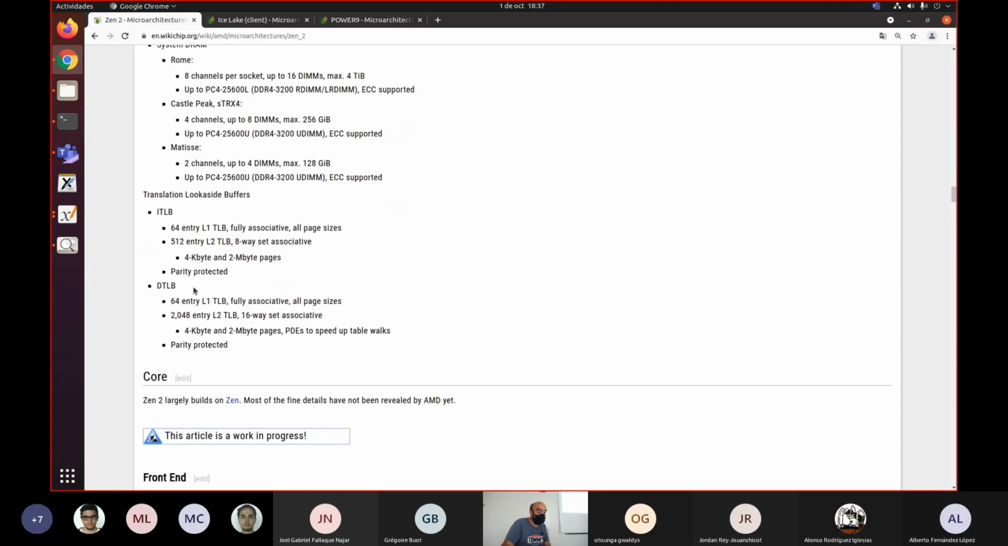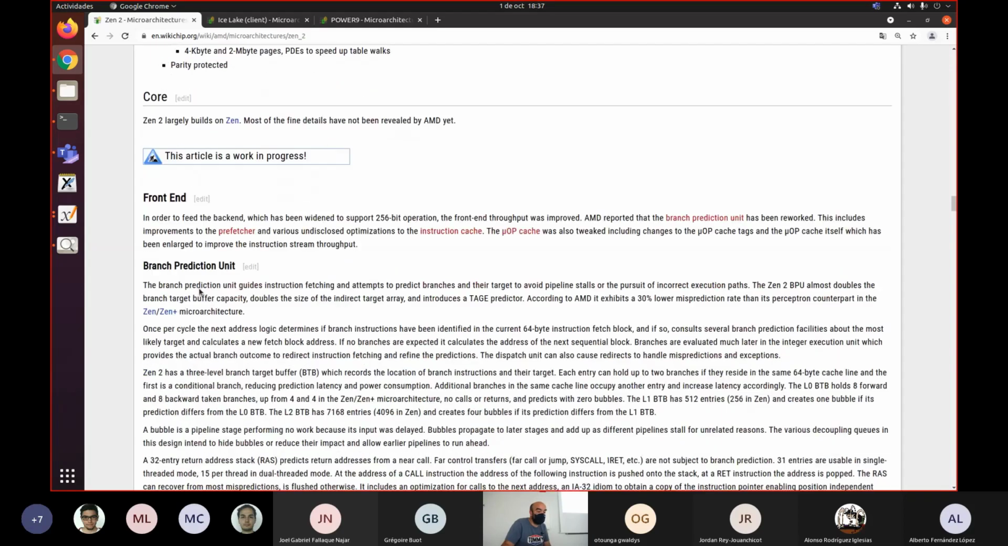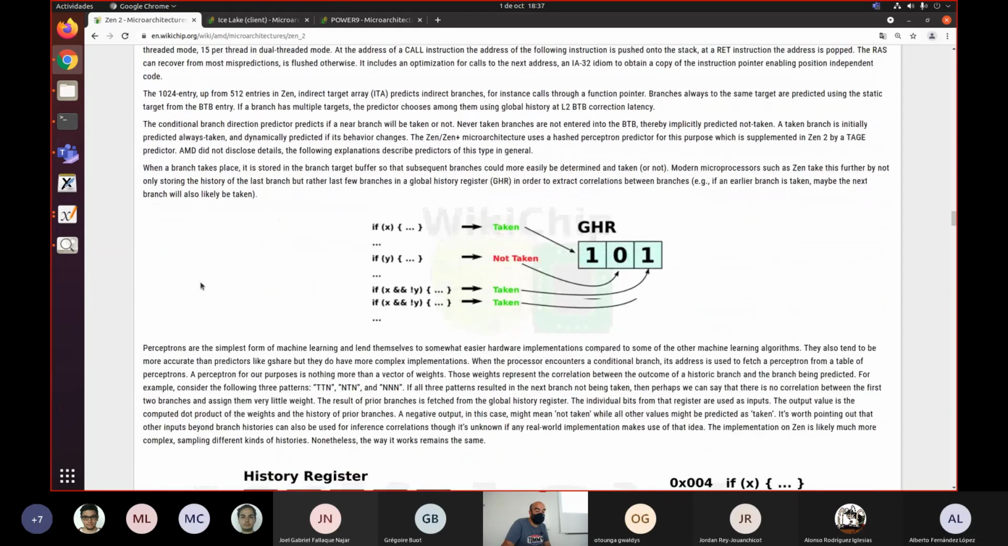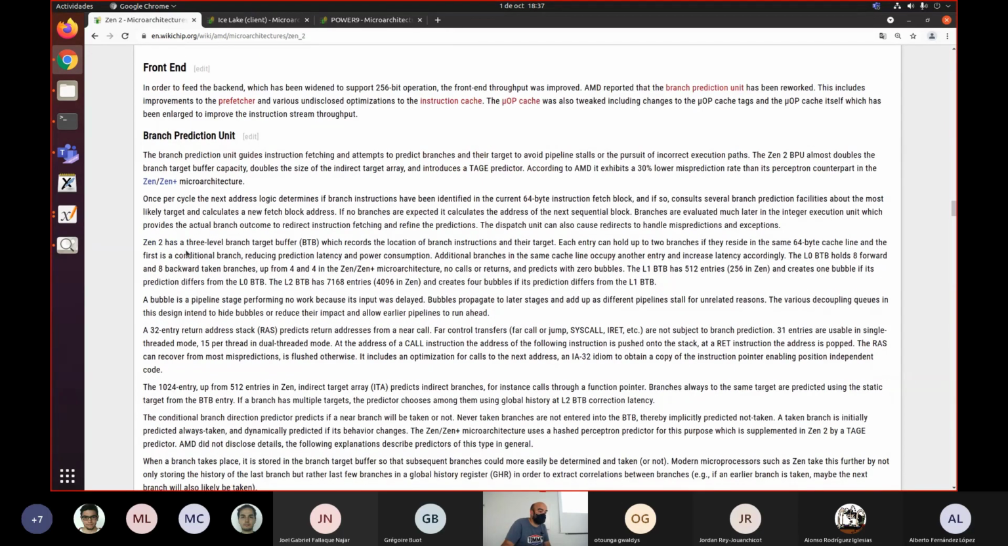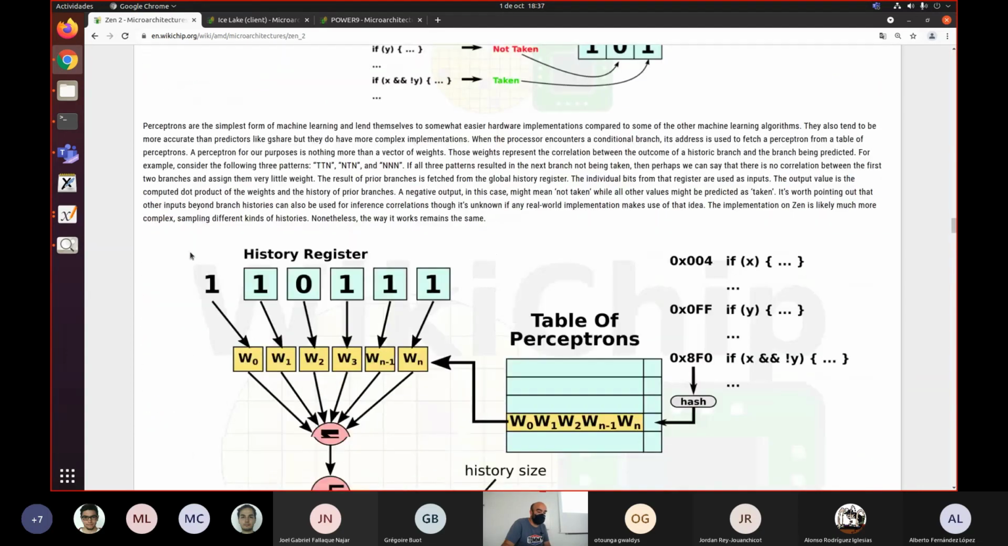Okay, and you have other things that are interesting. I already mentioned that one of the most important things for the performance of a processor is the branch prediction unit. So in order to make a good prediction, you can see that the predictor is quite complicated.